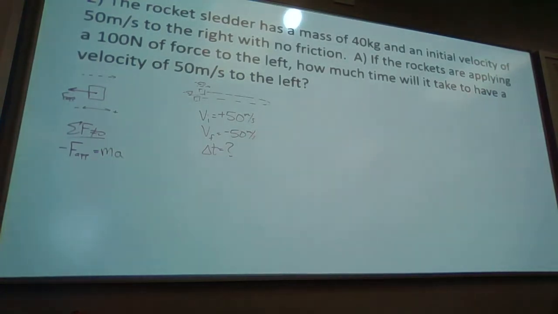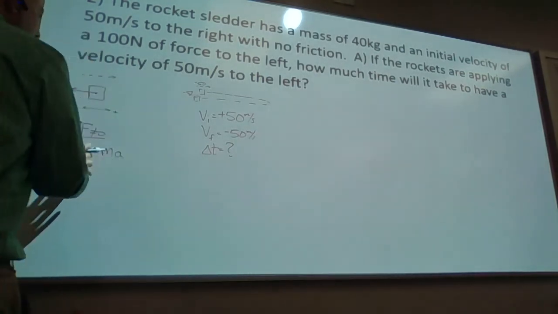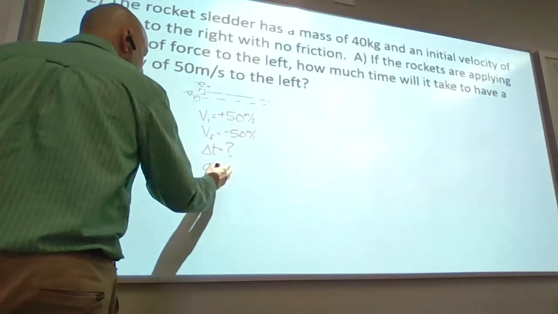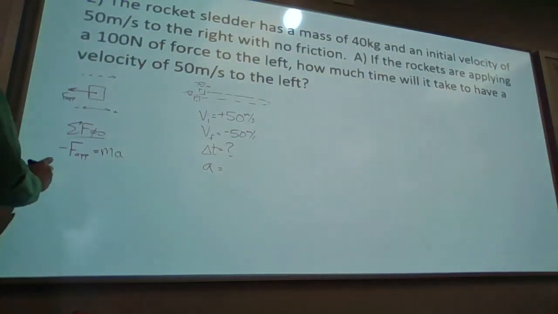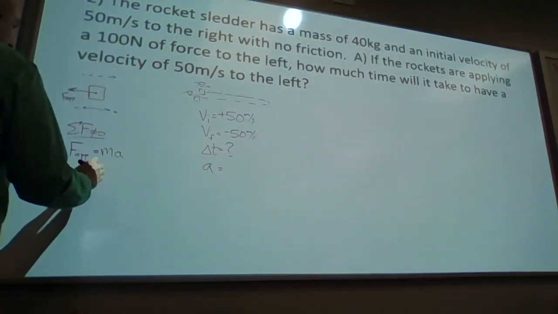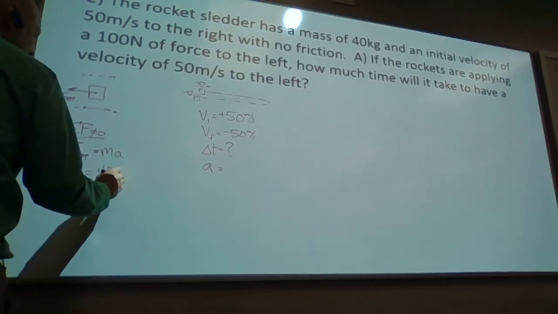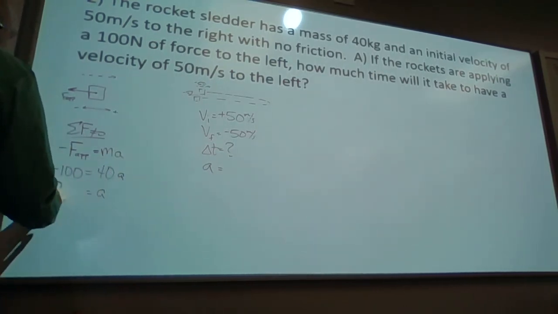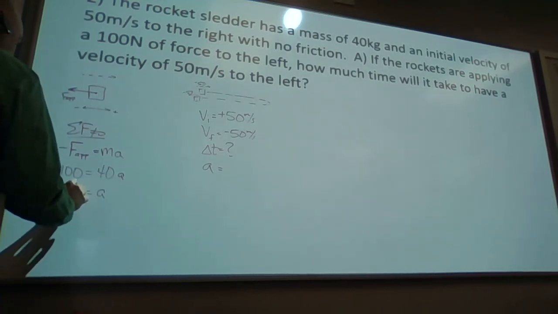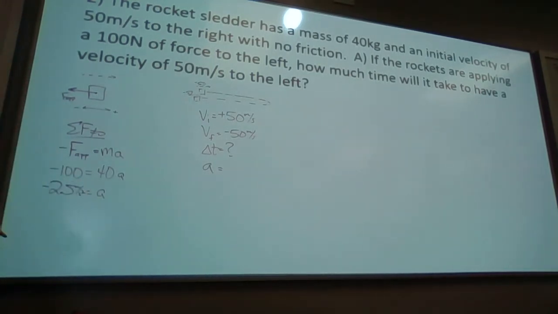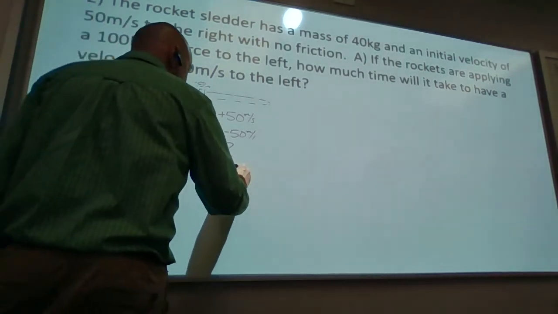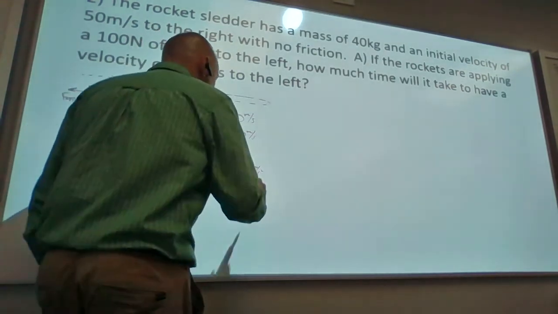Based off of that, you don't have enough information to do a kinematic equation. So that's where you look to your free body diagram. It's like, hey, if I could find acceleration, that would be nice. So I got negative 100 newtons is equal to 40 kilograms times acceleration, and I find my acceleration to be negative 2.5 meters per second squared. Okay. That's a negative 2.5 meters per second squared.